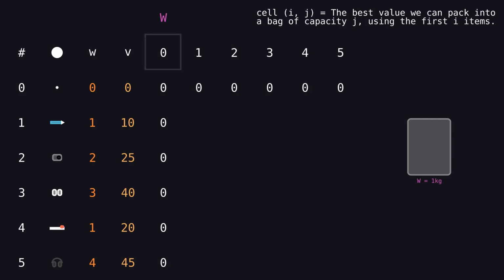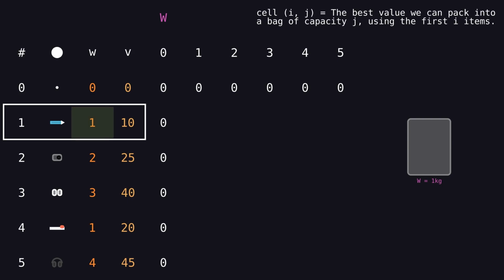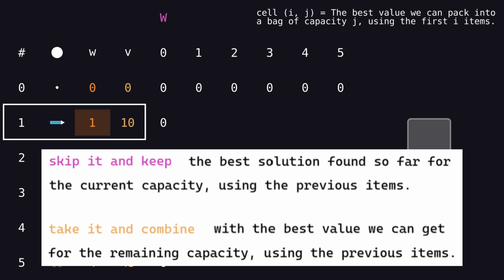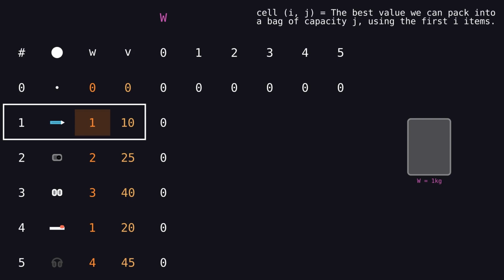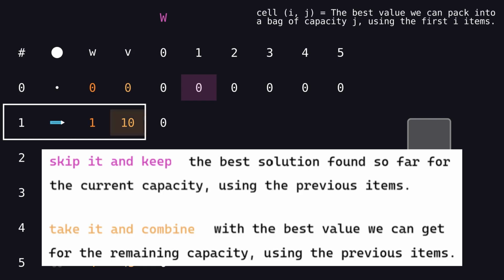So starting in cell (1, 1), this represents the best value we can pack into the 1 kilo capacity bag using only the first item. The first item weighs 1 kilo with a value of 10. In each step, we have a decision to make. We can either skip this item and instead keep the best solution found so far for the current capacity. That is, we just keep the solution we got using the previous items stored in the cell directly above this one. Or we can take the current item and combine it with the optimal way to pack the remaining capacity to reach the current capacity.